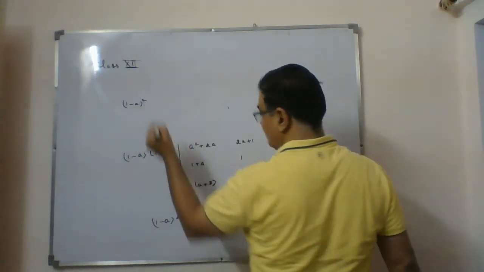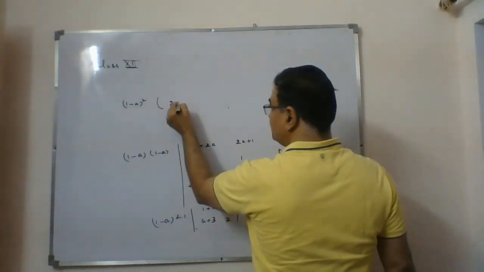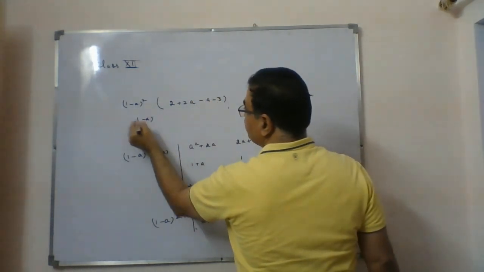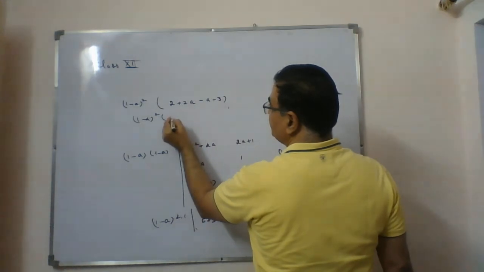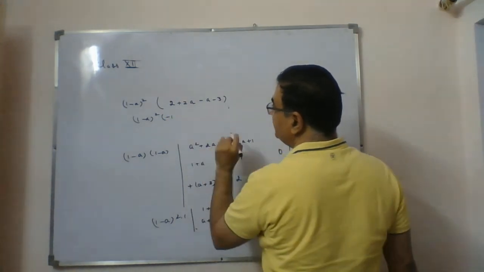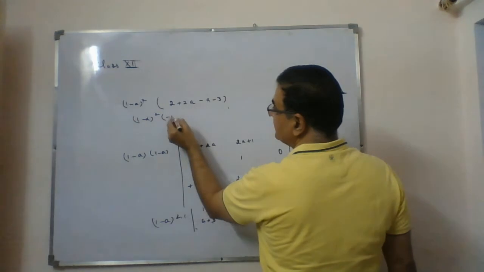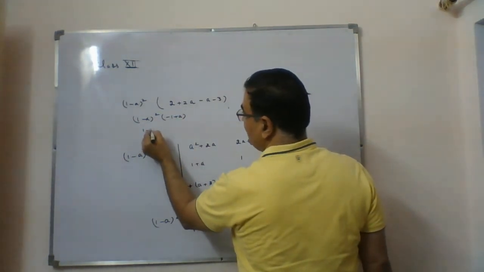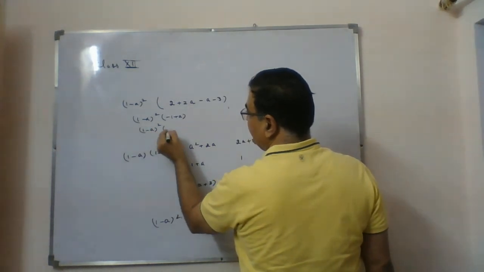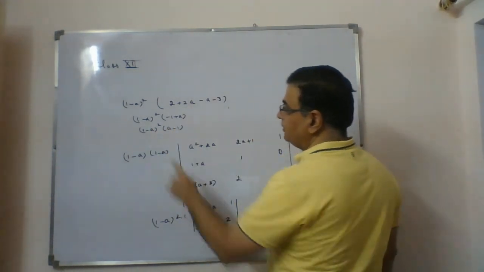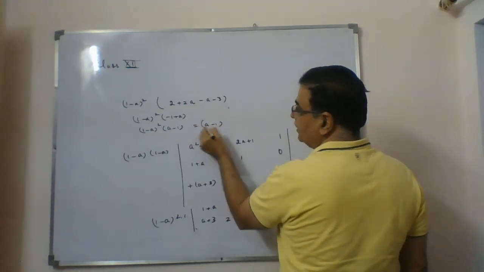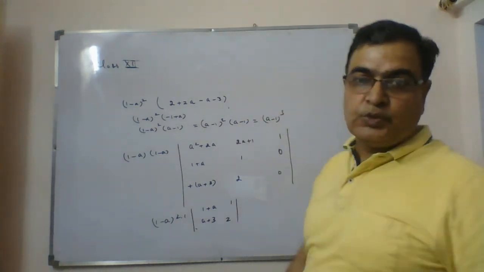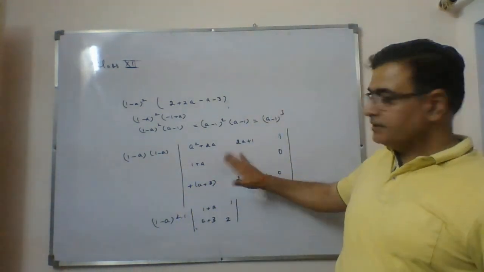1 minus a whole square. This will come 2 plus 2a minus a minus 3. So 1 minus a whole square into, what will this come? Minus 1 plus a. So it is coming a minus 1. So 1 minus a whole square into a minus 1. This also I can write as a minus 1 whole square and a minus 1. So it will be a minus 1 whole cube. This will be the answer we have in this question.